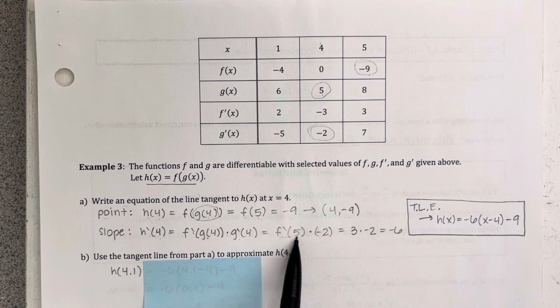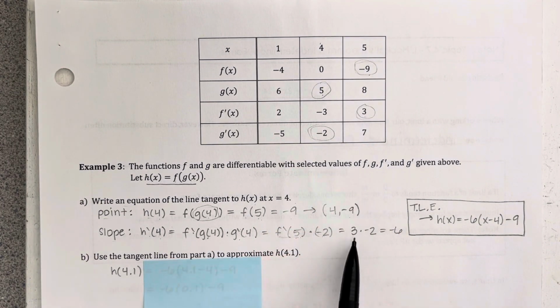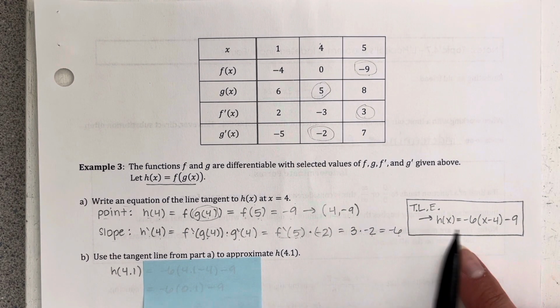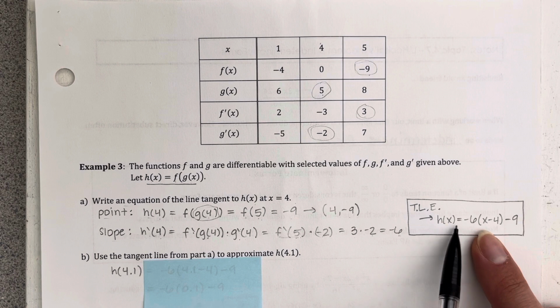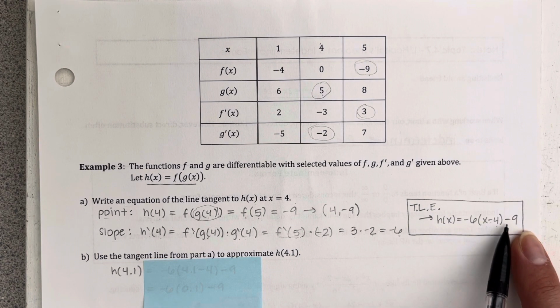Now the last thing I have to do is use my table to find f prime of 5. F prime of 5 is right here, 3, so I have 3 times -2, which is -6. That's my slope. So my tangent line equation is h of x equals -6 times x minus 4 minus 9.